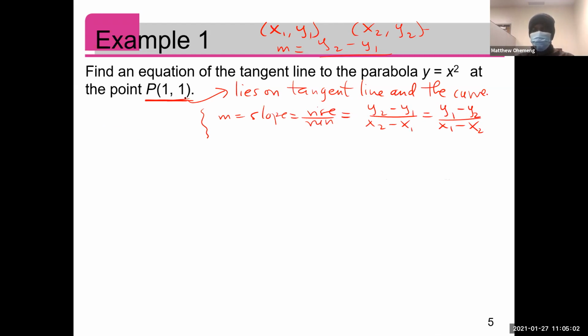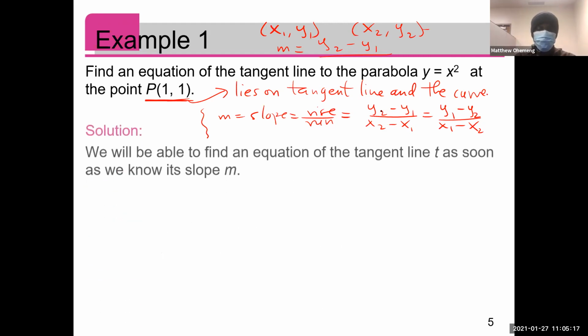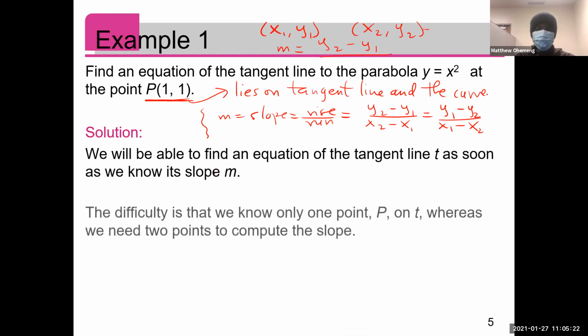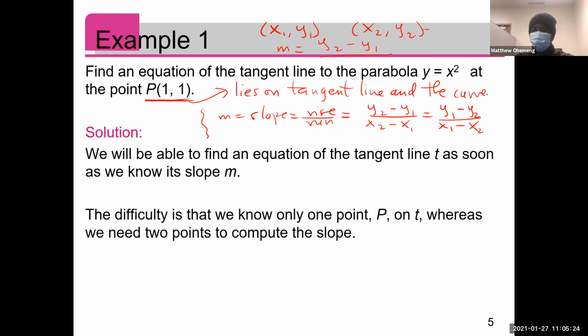So that means you are stuck, right? You can't get the slope of this tangent line using the methods that we learned in previous math classes, right? So that is the whole problem. You're trying to find the equation of a tangent line, but we don't have the slope. We can't find the slope, right? So you'll be able to find an equation of a tangent line as soon as you know its slope. And the difficulty is that we know only one point, P, on the tangent, whereas we need two points to compute the slope. So that's the whole tangent problem.